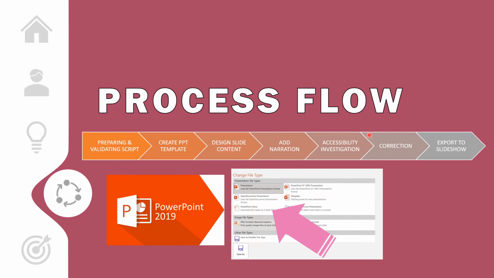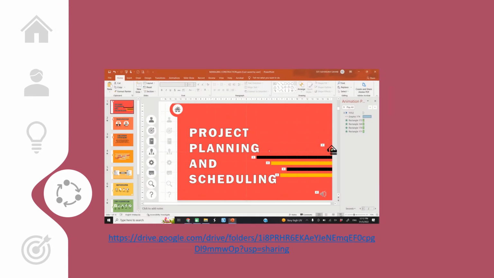And then before we proceed with the export to slideshow, we check accessibility, because we want to make sure that our content is accessible and also inclusive, right? So we check on the text, and also we check on the coloring, and we make corrections accordingly before we export it to slideshow. As mentioned, we export the project into PowerPoint show.